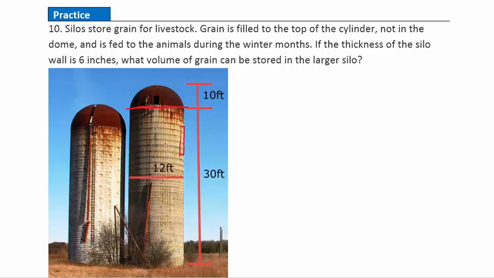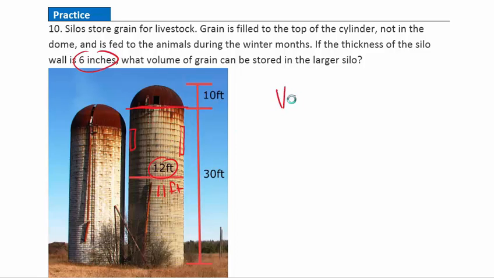So the thickness of the wall is 6 inches. Notice we're going to have a piece of wall here on this side of 6 inches and a piece of wall here for 6 inches. So that's basically going to reduce the inside diameter of this silo by a full foot. 6 inches here, 6 inches there. We're going to decrease the diameter by a foot. So we don't want to use 12 here. We actually want to use 11 feet for the diameter of this cylinder.